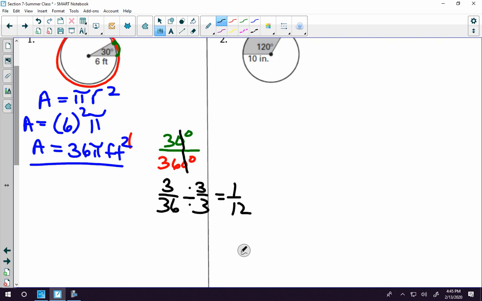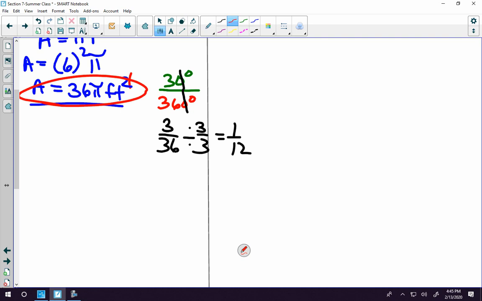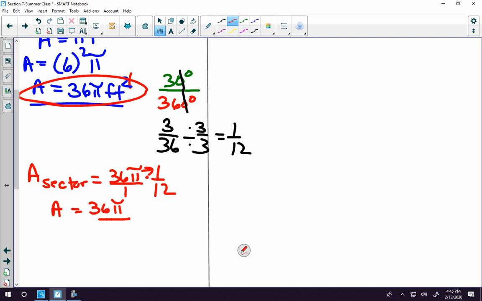So the area of the sector, just the little shaded part that we had in red a few minutes ago, is going to be found by taking 1/12 of the total area. So here we go. The area of the sector is going to be the area of the whole circle times a 12th. We want a 12th of 36 pi. If we write it as a ratio, we take numerator times numerator, so 36 pi times 1 is 36 pi, and denominator times denominator, 1 times 12 is 12.